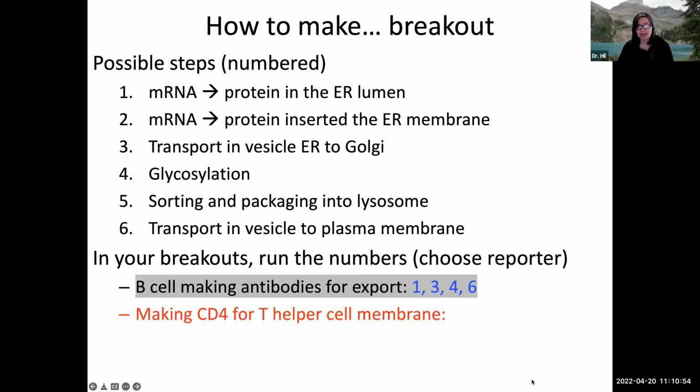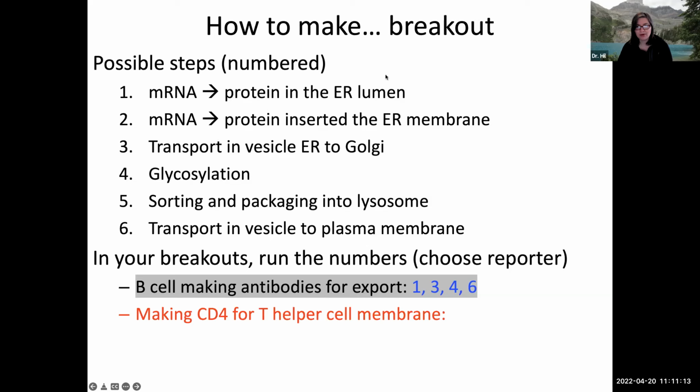So I'm going to make some breakouts for you to talk about some of these other things that the endomembrane system does. So we're going to work in groups of 3 or 4 to run the numbers for making a membrane protein. What would that look like?